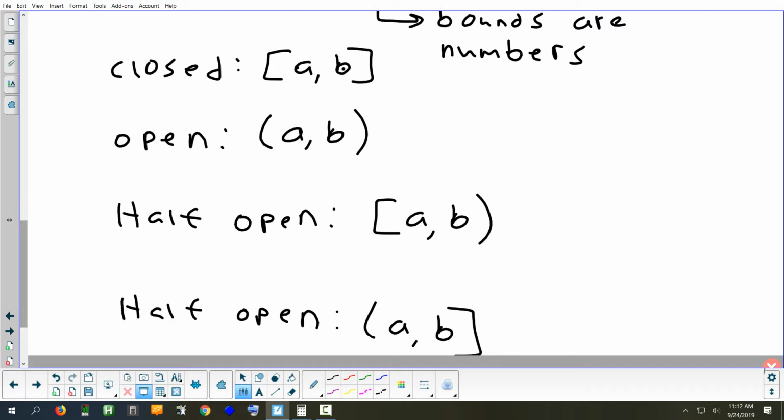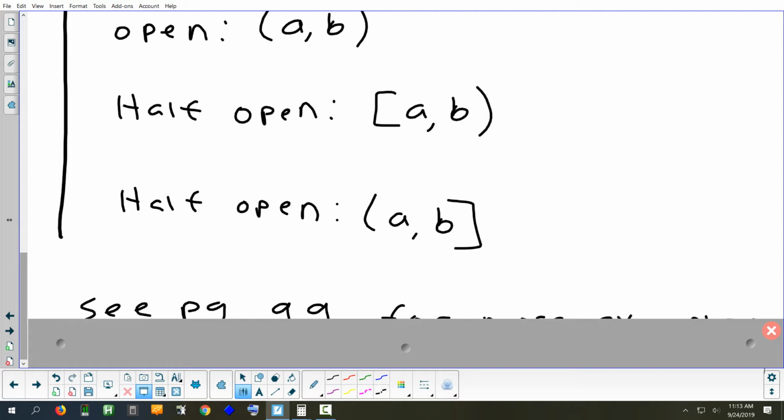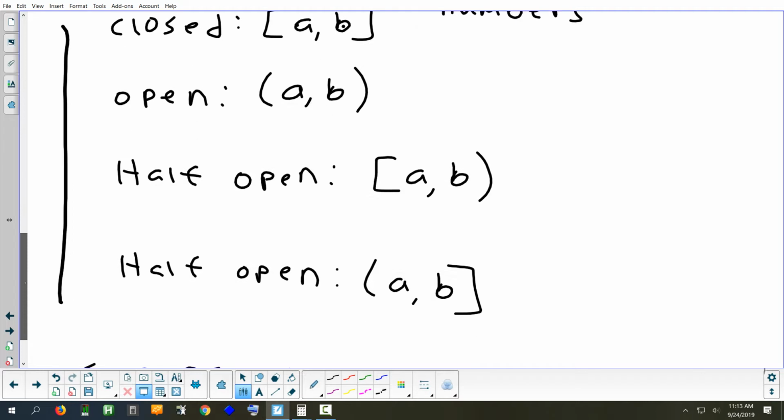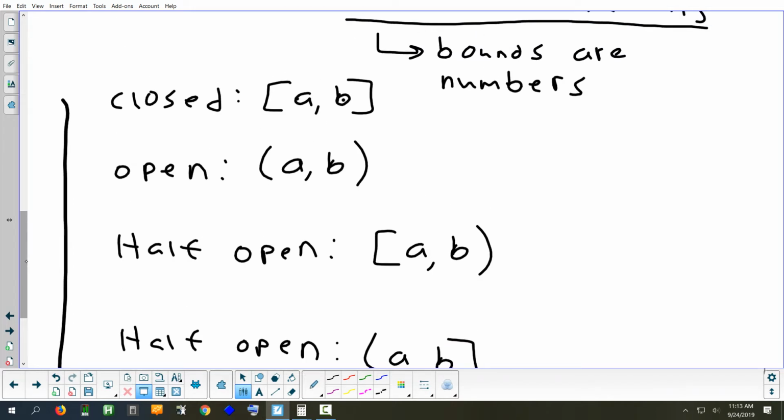Okay, so you might hear me throw those terms around when we describe intervals: bounded, unbounded, open, closed. We'll talk more about unbounded in a second. But any questions on the 4 types of bounded intervals? Let's see. Okay, I think page 99, they actually draw pictures for each one. So I'll just do one picture here.